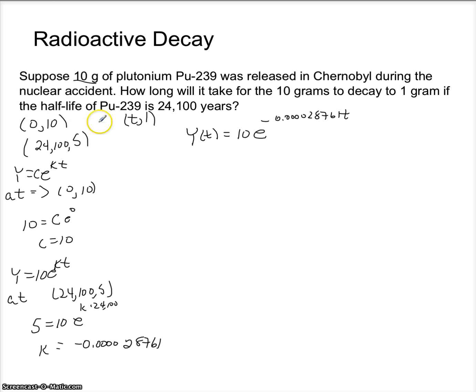Now I'm looking for how long until it is down to 1 gram. So I'm looking for t. So 1 equals 10 e to the minus 0.000028761t. And when I solve this, I wind up with t is about 80,059 years. That's one of the reasons plutonium is so nasty.